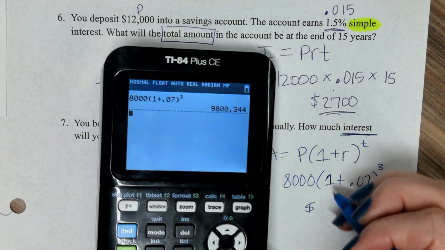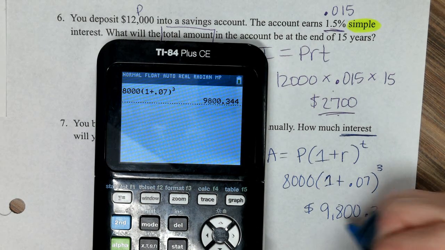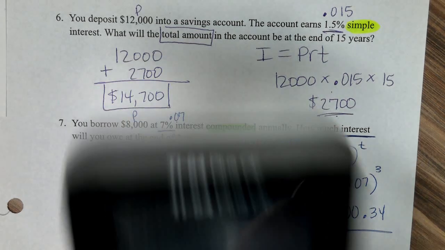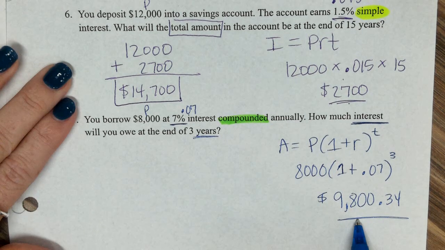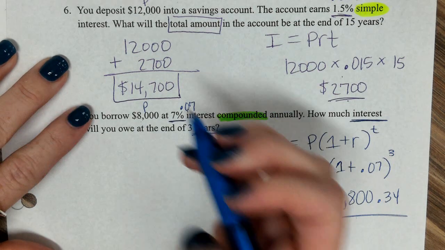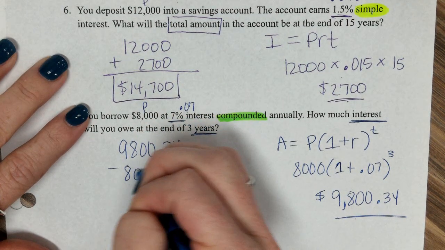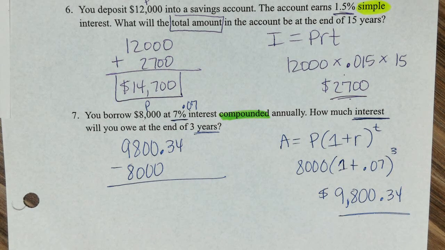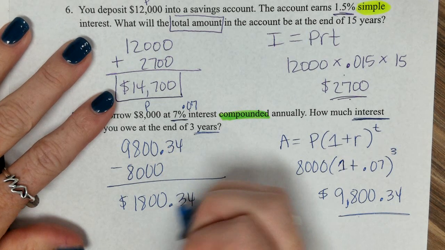He's going to have $9,800.34 in the account. But the question did not ask for the total amount. Are y'all with me? I'm going to have to take this and subtract the principal. So 9,800.34 minus 8,000, which is $1,800.34.